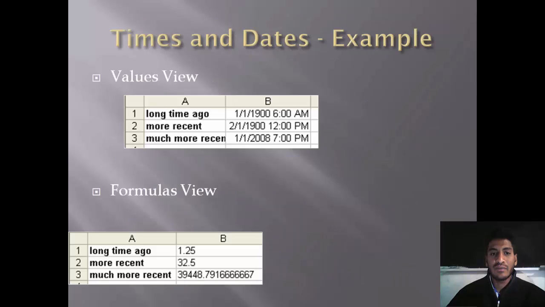Times and dates example. Values view: A, B. Long time ago, more recent, much more recent. According to dates: long time, more recent, much more recent. Formula view: A, B. Long time, more recent, much more recent.